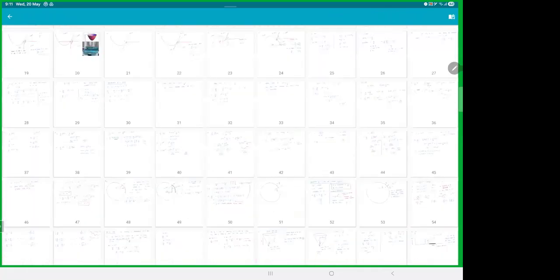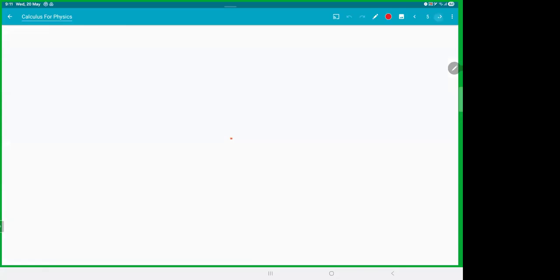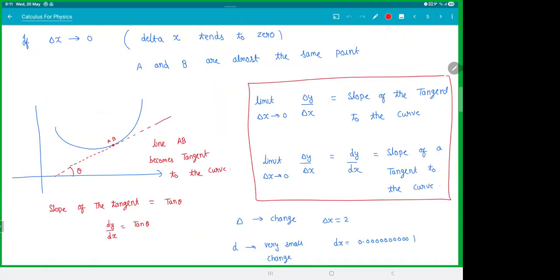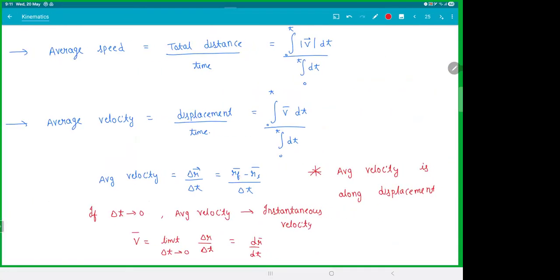Like we said, if you take 2 points on a curve, it becomes a slope. So the slope delta y by delta x doesn't make sense, but when you make delta x tend to 0, it becomes dy by dx. So average velocity becomes instantaneous velocity when the time interval is very small.